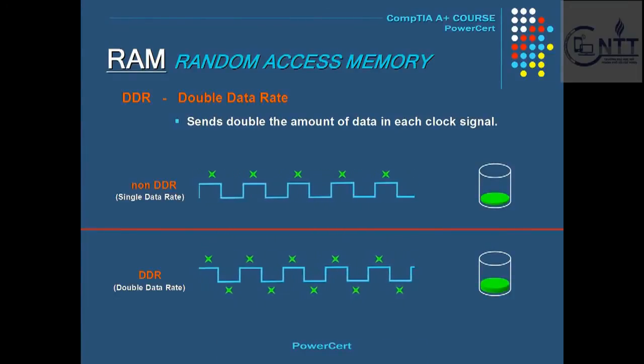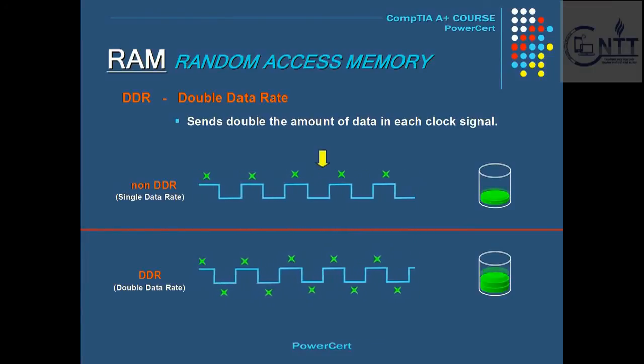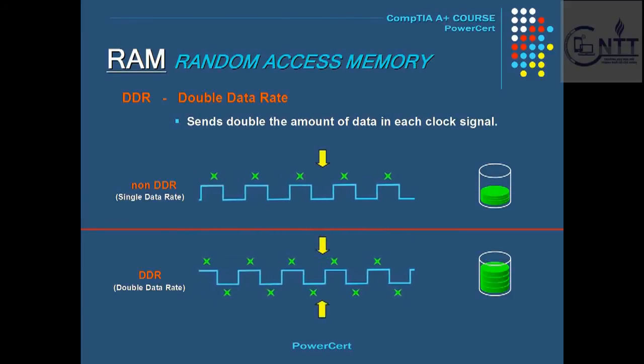Non-DDR or single data rate RAM uses only the rising edge of a signal to transfer data. But DDR uses both the rising and falling edges of the clock signal to send data, which makes DDR twice as fast.